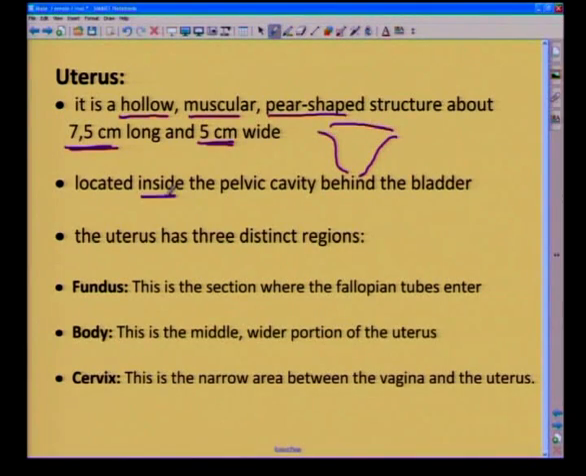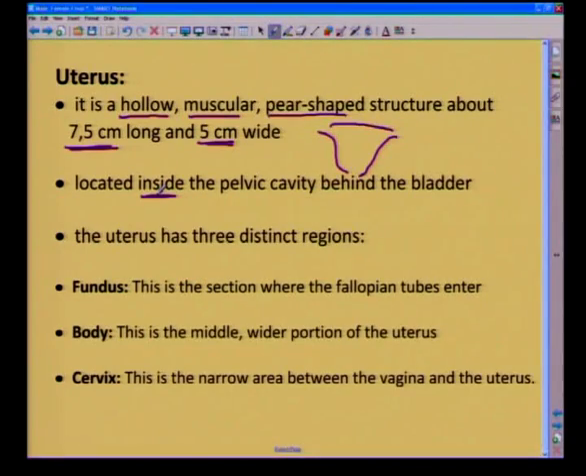It's inside the pelvic cavity, so it's in here. Okay, the uterus has 3 distinct regions, and you must know these regions. First of all, you have the fundus, which is the main middle section.